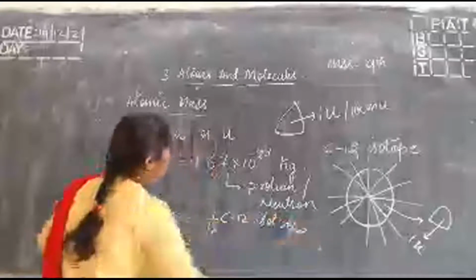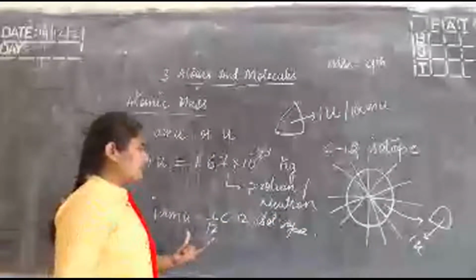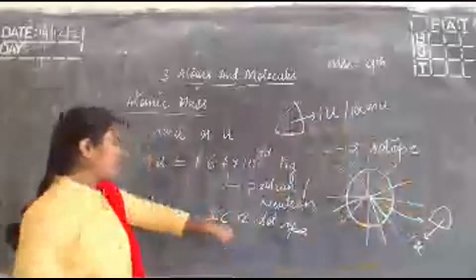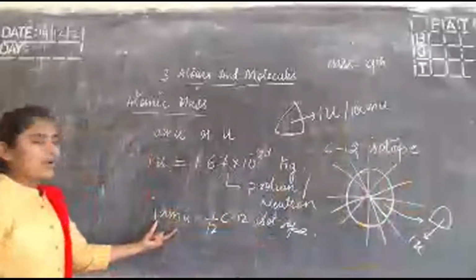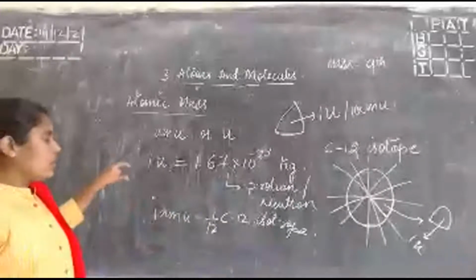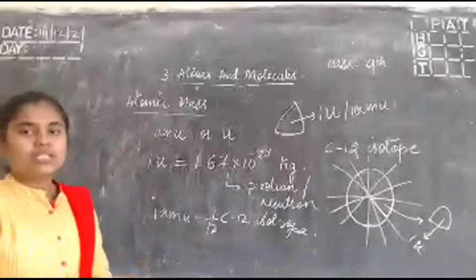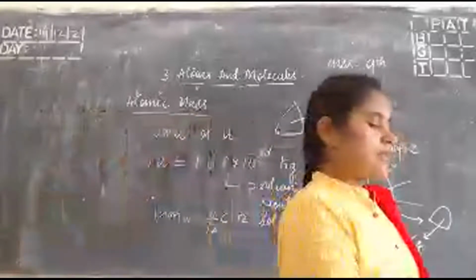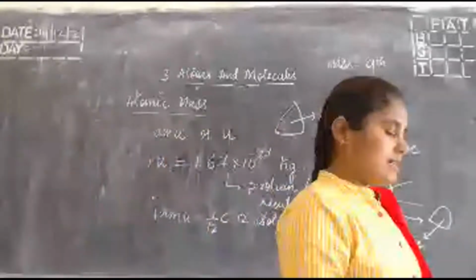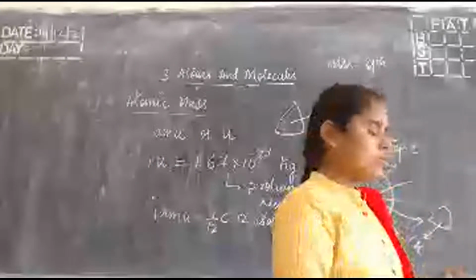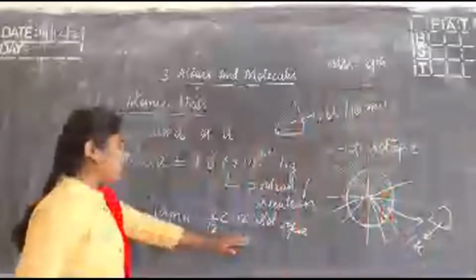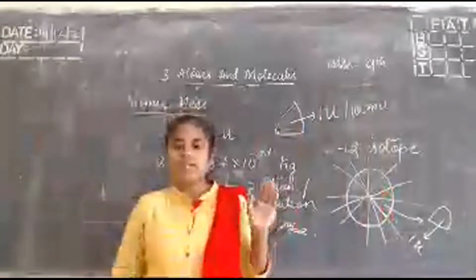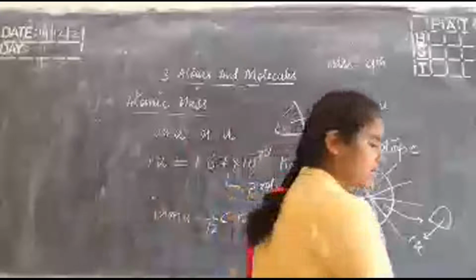They said that 1 AMU is equal to 1/12, since there are 12 equal parts. So 1/12 of that carbon-12 isotope is equal to 1 AMU. So they found the atomic mass of all the atoms. So this was about the atomic mass. I hope this is clear to you all: 1/12 of this carbon-12 is equal to 1 AMU. I hope this topic is clear, what this atomic mass is.